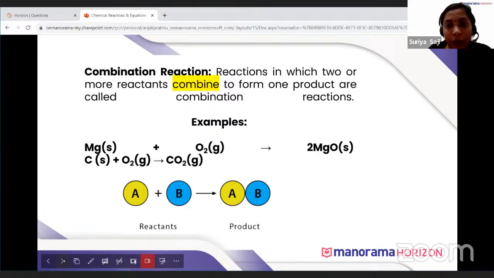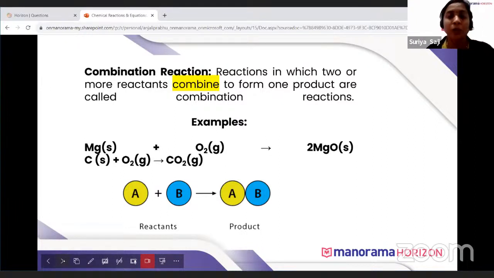that kind of reaction is known as a combination reaction. Two or more reactants react together to form a particular product. Here, magnesium and oxygen are reacting to form magnesium oxide. So that is an example of a combination reaction.